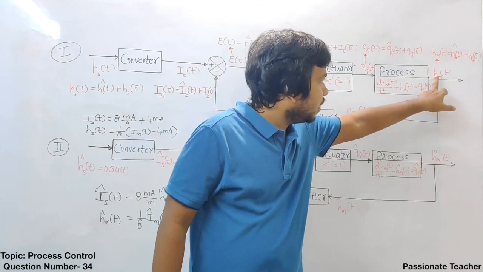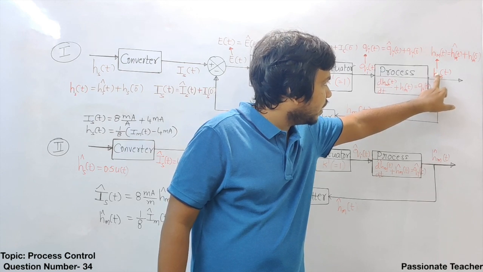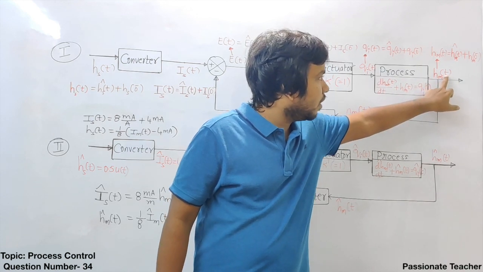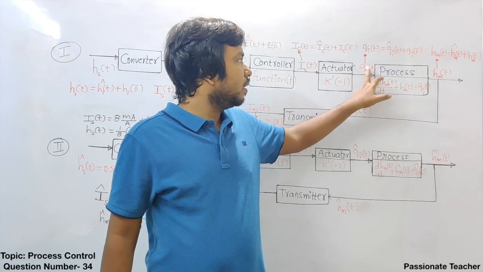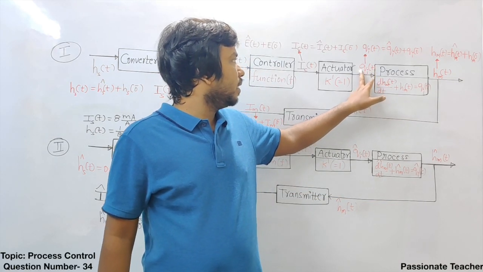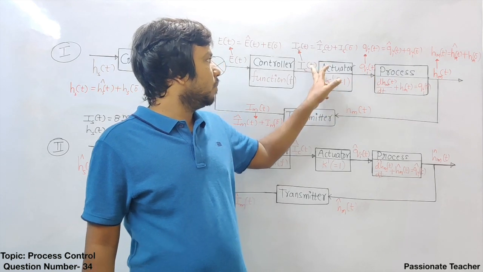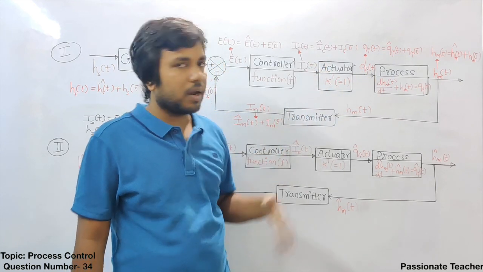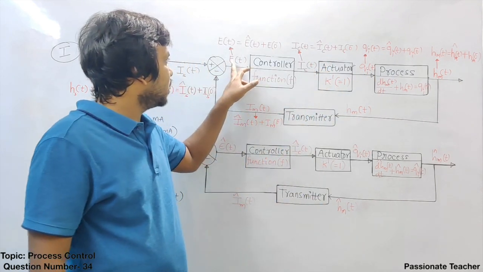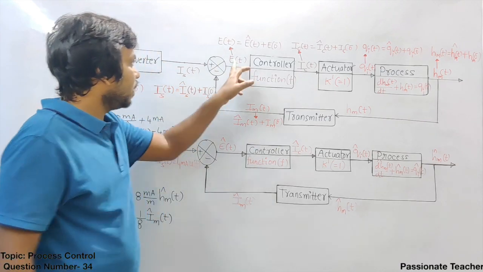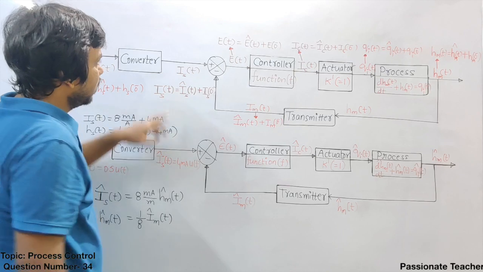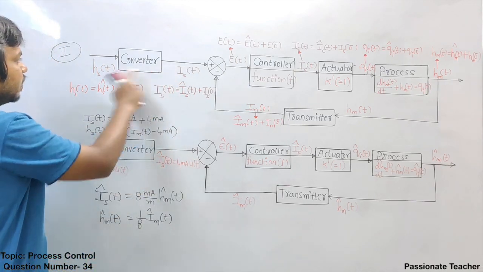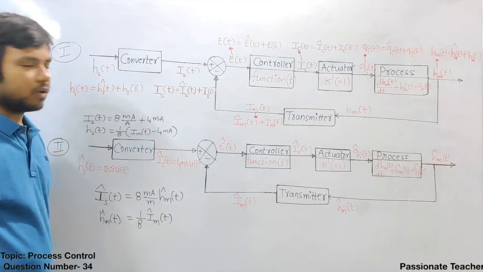That's why the ultimate variable of interest is hm of t, the water level with respect to time. That will be controlled by the flow rate, and the flow rate is going to be changed by the controller current. The controller current with respect to time will be changed by the error. Now this error depends on the set point and the current coming from the transmitter, and this current is actually generated by this water level hs of t.